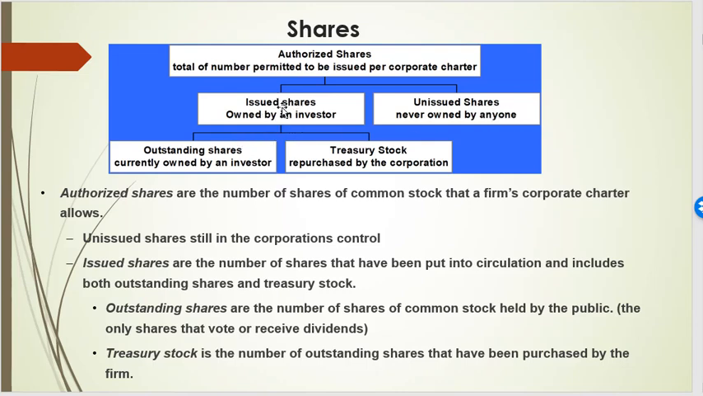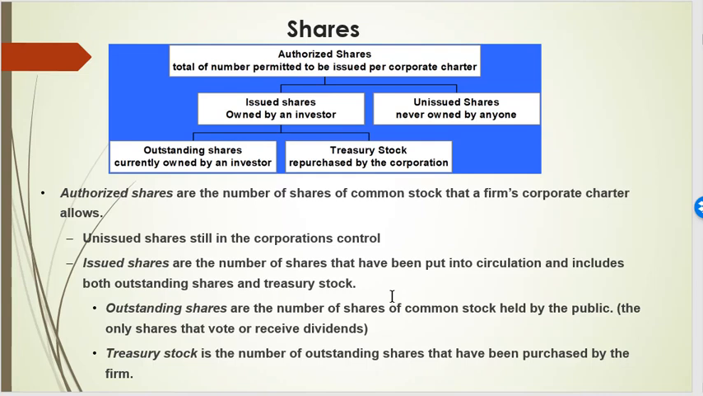Of the shares that are issued, there are two classifications. The number of shares that's actually currently owned by an investor are referred to as outstanding shares. This is what is owned by the investing public. Treasury stock is stock that was issued by the corporation to an investor but has been repurchased by the corporation. And in later videos, we'll talk about why they might want to do that.